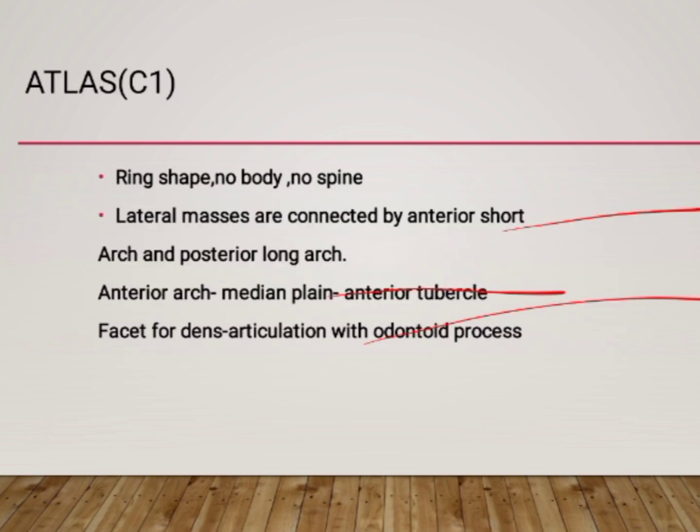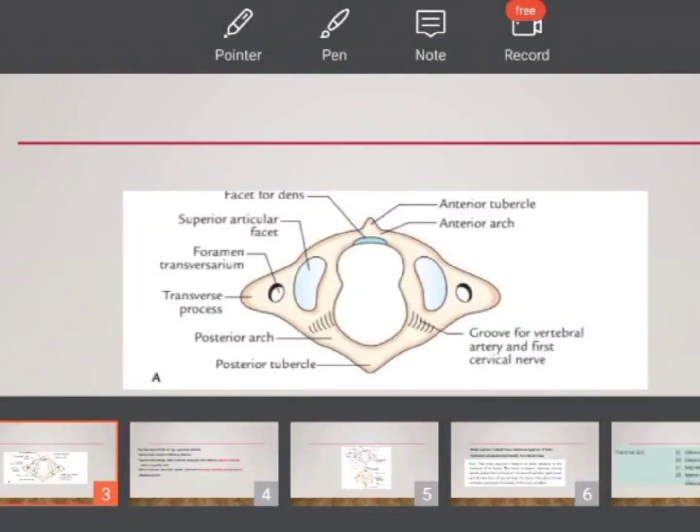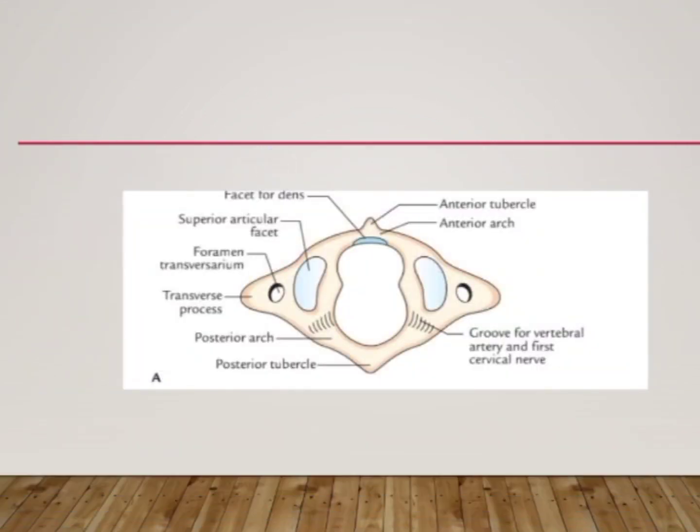Speaking about the posterior arch, it forms 2/5 of the ring, and in the median plane it bears the posterior tubercle. In the posterior arch there is a groove for the vertebral artery and the first cervical nerve, and through this groove the vertebral artery moves and enters the foramen magnum to continue as the intracranial part of the vertebral artery.